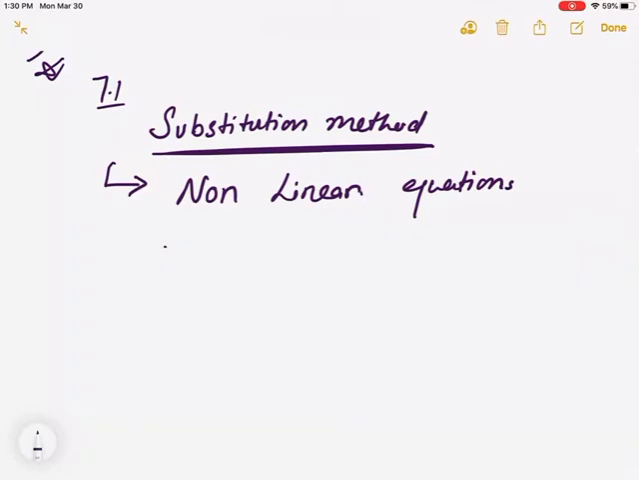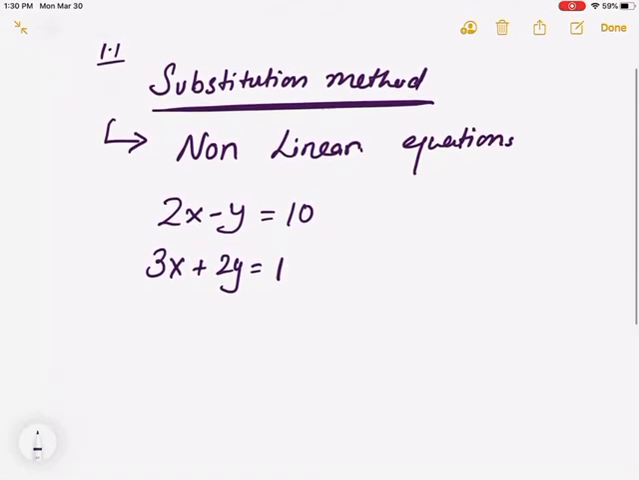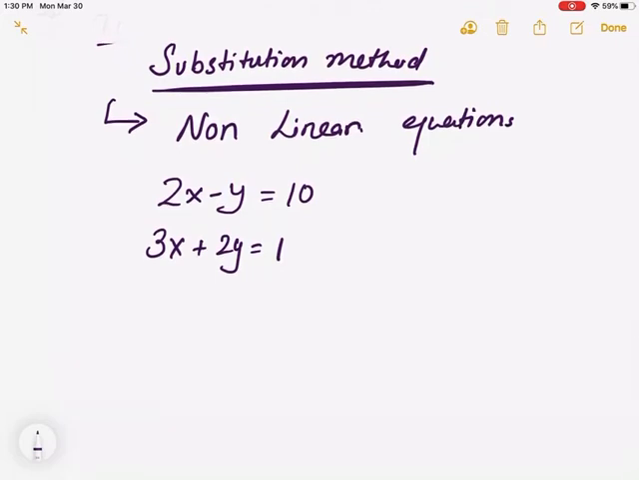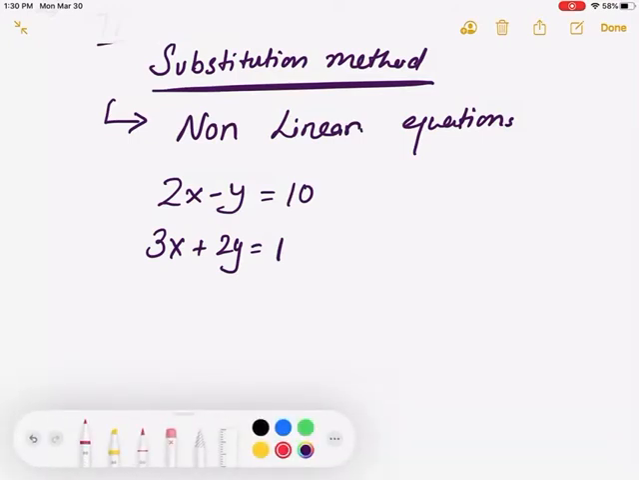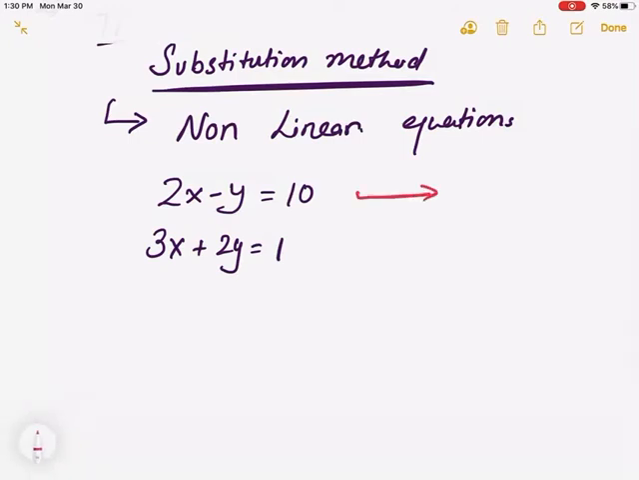Let's say the first equation is 2x minus y equals 10. The second one is 3x plus 2y equals 1. The way substitution works is you pick one of the equations and solve for one of the variables. I don't care which one you pick, whichever is easier to solve for. I'm going to pick the first equation because I see y by itself, so I can solve this equation for y.